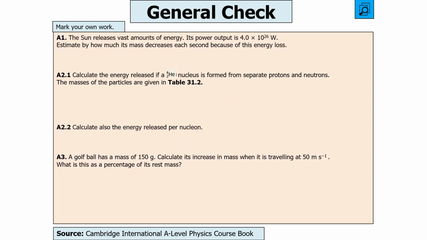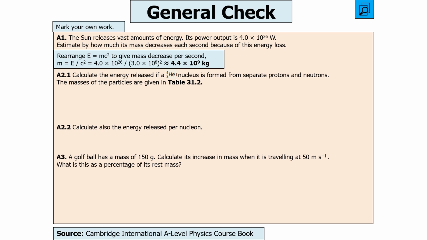Right, in this question, E equals mc squared. This gives us the mass decrease per second, so m equals E over c squared. We know the energy per second is 4 times 10 to the 26, divided by c squared, (3 times 10 to the 8) squared. So it's 4.4 times 10 to the 9 kilograms.